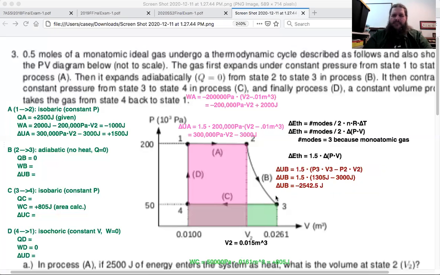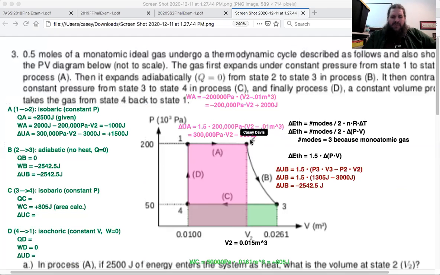And then that would also be equal to the work, correct? But the work would be negative. Exactly, because we know that heat is 0. So filling in the delta U we just found, negative 2,542.5 joules. And we know that there's no heat involved because it's specifically labeled as adiabatic. So work is the same as delta U. And yeah, the fact that it's expanding matches up with the expectation that it should be a negative value.